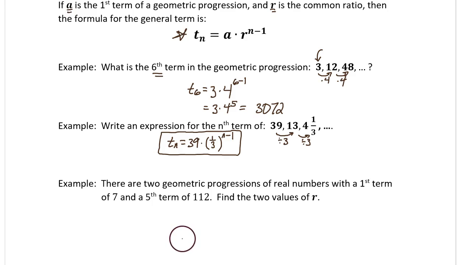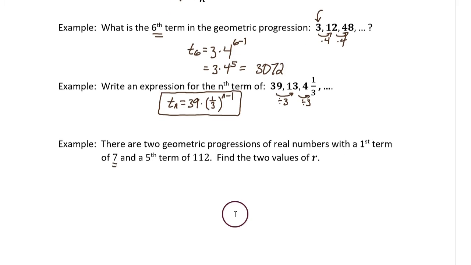Next example. There are two geometric progressions of real numbers with a first term of 7 and a fifth term of 112. Find the two values for R. So what's going on is there's a sequence of numbers. The first number is 7. Then there are 3 numbers. We don't know what they are, but then the fifth number is 112. We're told that there are 2 possible values of R that you could be multiplying by each time.